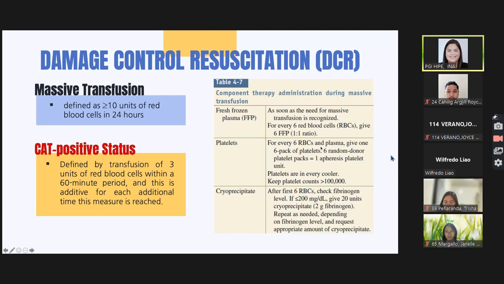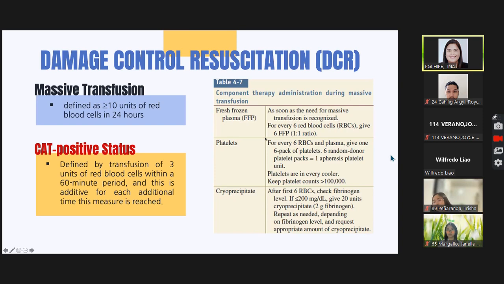So this one is a table from table 4. And this is a ratio of 1:1:1. Meaning, 1 frozen plasma, 1 platelet, and 1 cryoprecipitate or your red blood cell. 1:1:1. Continue.